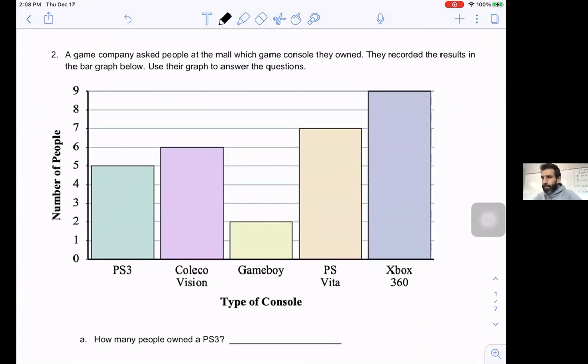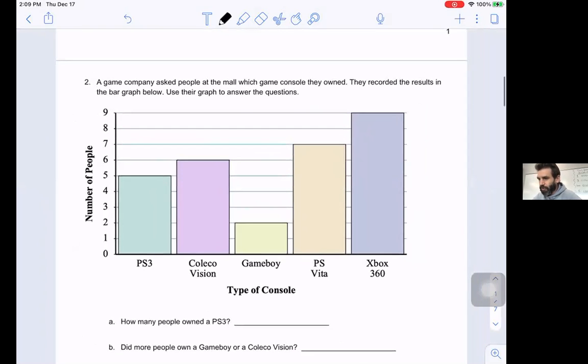And now I'll start from the beginning in the next one that you might be working on at home. So a game company asked people at the mall which game console they owned. So I put this in here because it's kind of funny. There's some older consoles here. I think we're up to PS5 now. I'm not sure. So a little bit older. They recorded the results in the bar graph below.